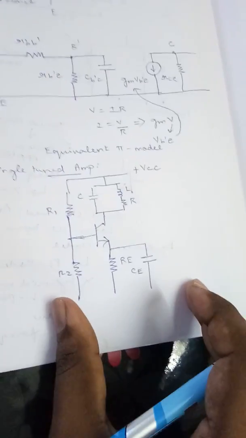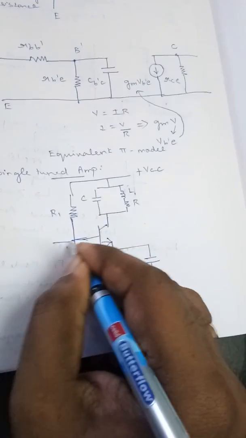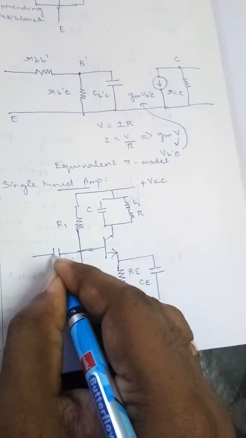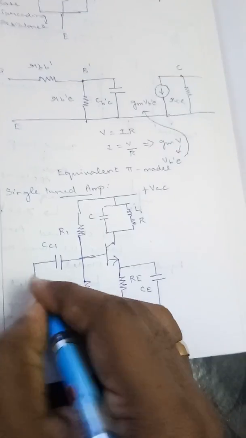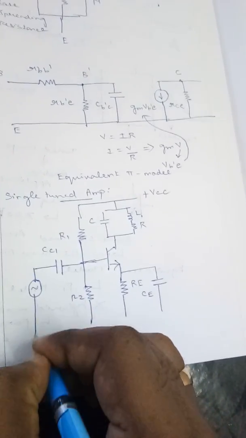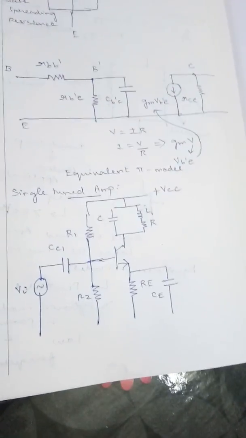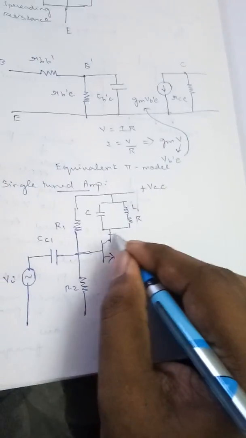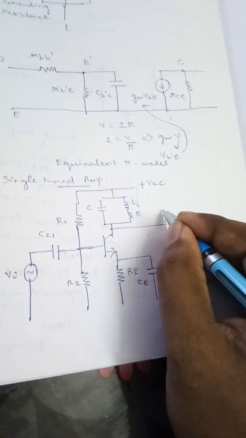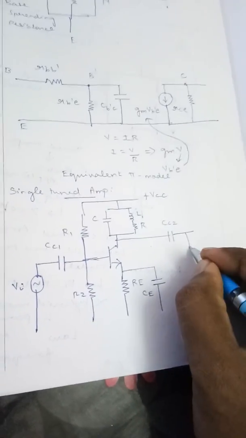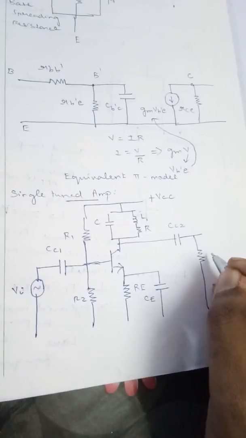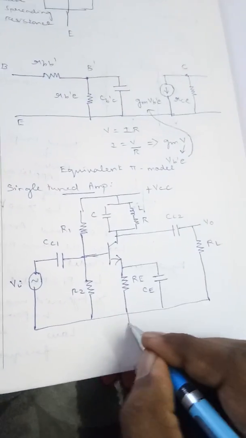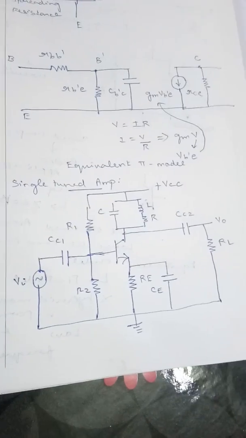Now after this I am going to connect an input signal, and it will be connected through a coupling capacitor taken as CC1, and it will be connected to an input voltage that is in the form of a sinusoidal voltage. My output will be observed across the collector, and this will be connected with a coupling capacitor and further connected to a load resistor taken as RL. So this will be my construction of a single tuned amplifier.